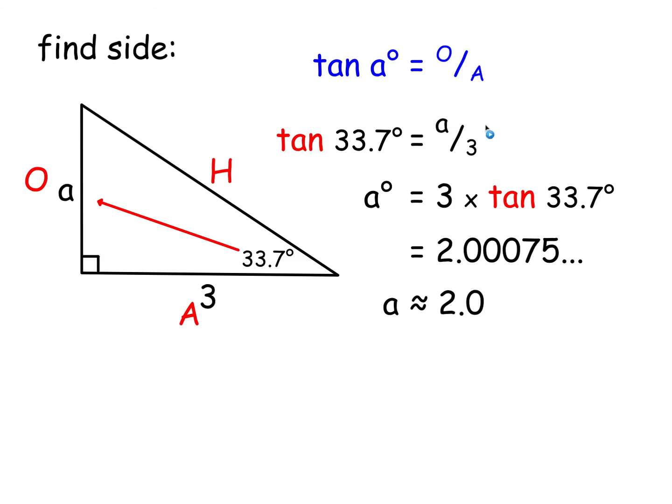4 lines of working, the letters on the top take the number up to join the function. It multiplies the left hand side here. 3 times tan 33.7. So that's the letter on the top of the fraction.